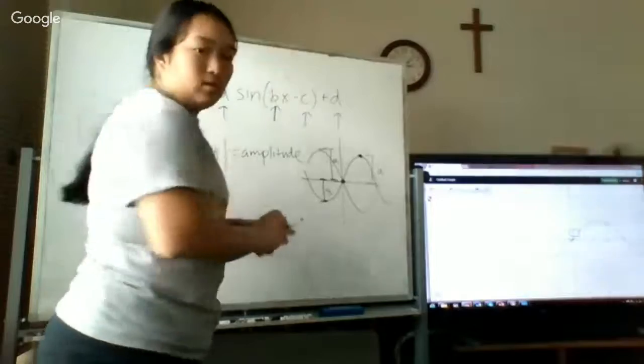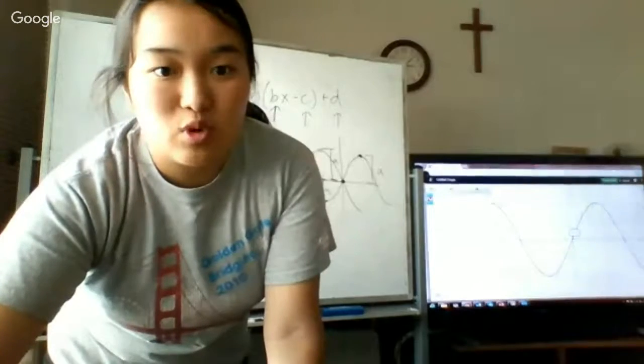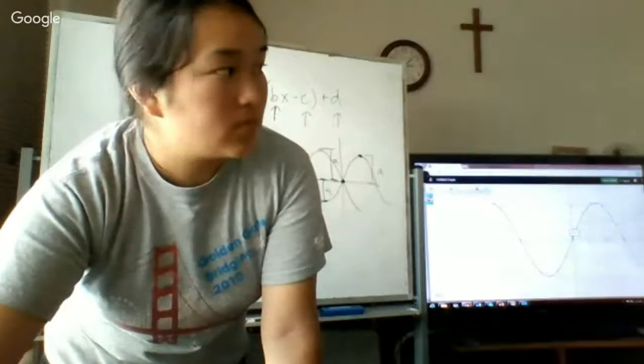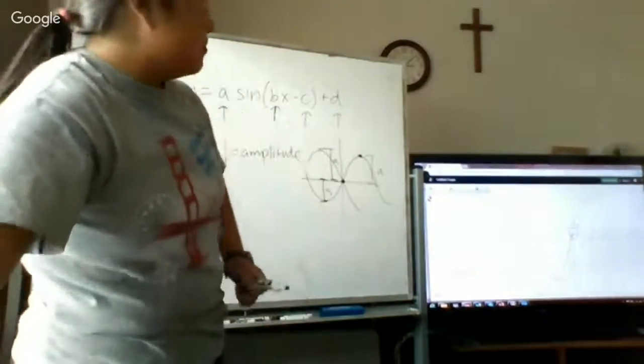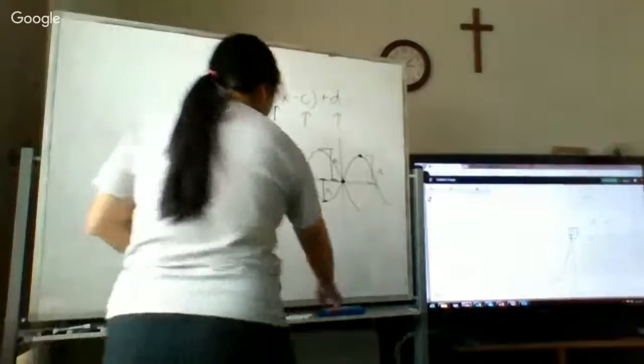So if I put a 2 in front of here, that means A equals 2. You can see that the amplitude increases from 1 to 2 because now A is 2, right? And if this was 3, then it would increase to 3. See that? Okay.